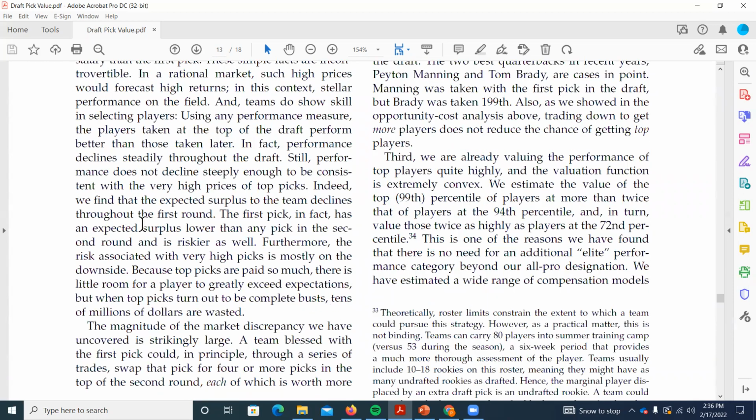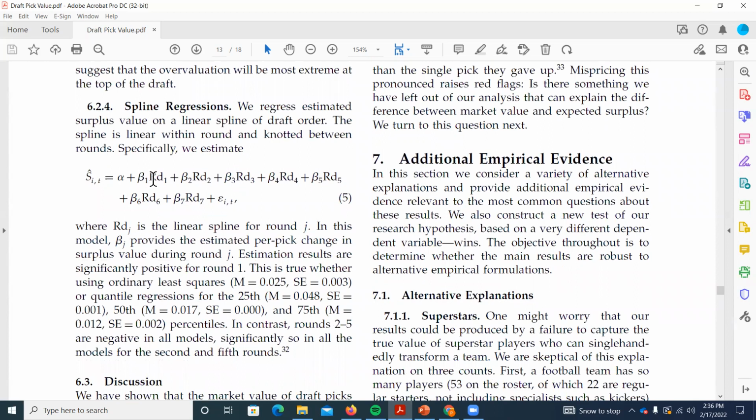They basically ran this regression, looked at this surplus measure, and just included indicators for what round the draft pick was in. I believe they find that the highest surplus is associated with the second round. Then in another version of the paper, they break it down into picks 1 through 10, 11 through 20, and they find that the middle to late first round and early second round is where you see the highest surplus measures.